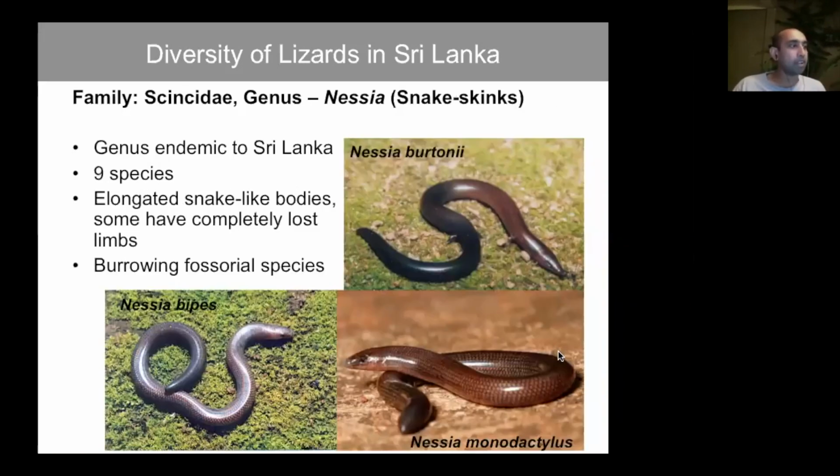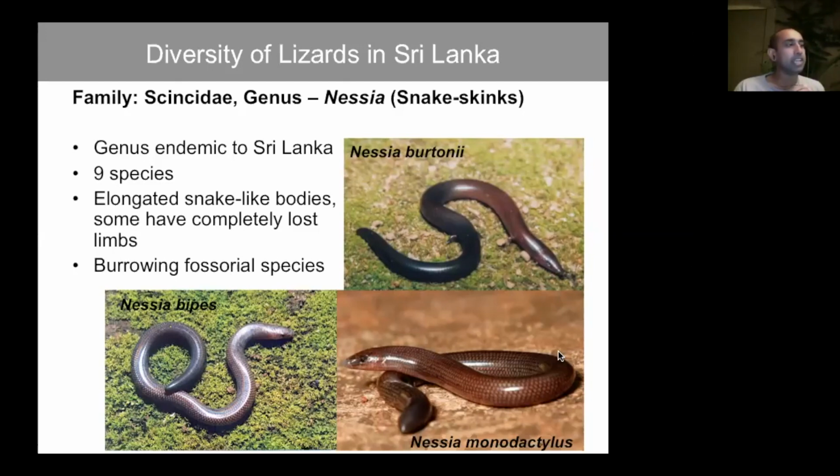Right, and then of all skinks, these are my favorite. These are the members of the genus Nessia. They're called snake skinks. We have 9 species of them. Just as their name suggests, they look like snakes because they have extremely reduced or tiny limbs, or some of them have completely lost their limbs, right? However, I suppose they should have pelvic and pectoral girdles like other lizards. So we need to do a proper scan or an X-ray and see whether they actually have those at all.